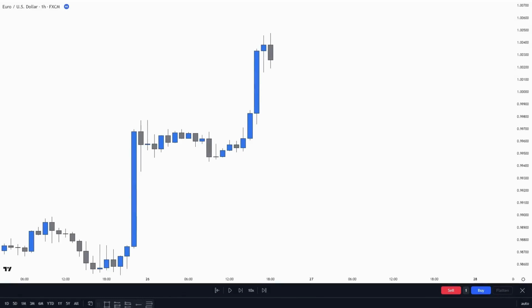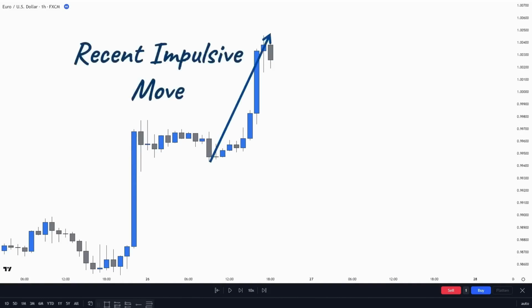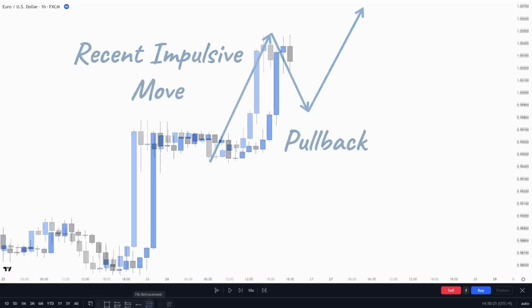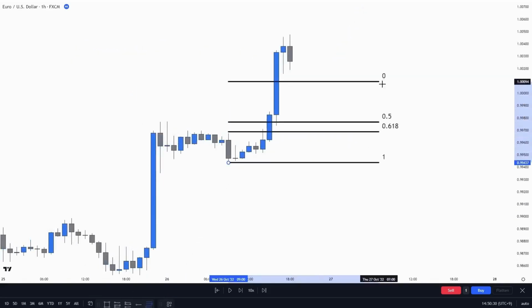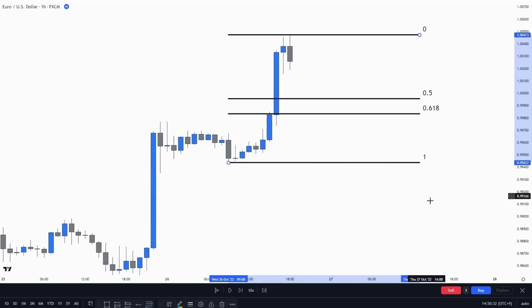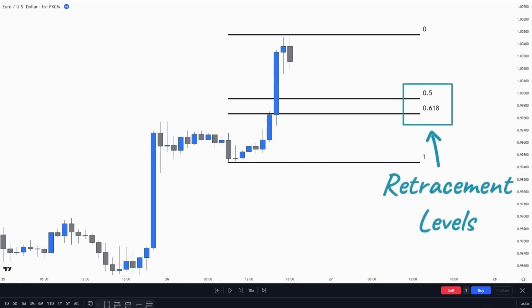Imagine we have an uptrend with a series of impulsive and corrective moves. We have identified the most recent impulsive move and are waiting for a pullback to go long at a better price. So grab the Fibonacci retracement tool. Simply click on the start of the impulsive move from the bottom of the wick and then drag the tool to the top of the movement. You will then see the retracement levels appear to the right.